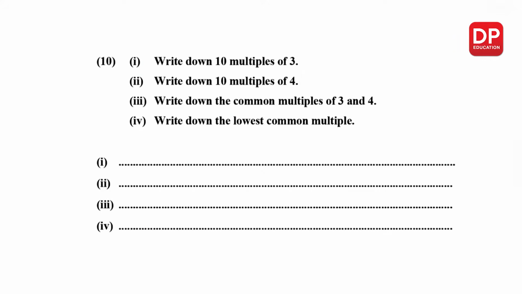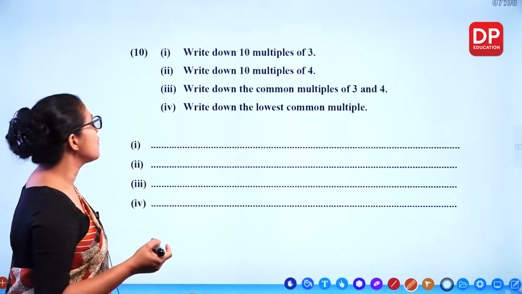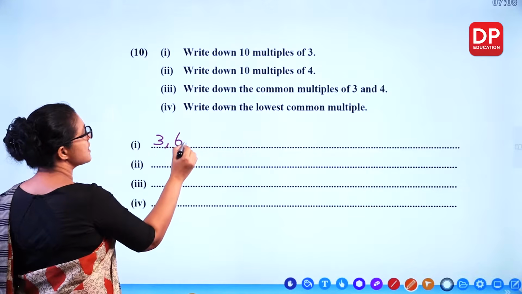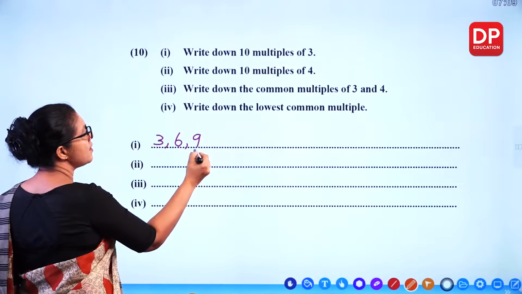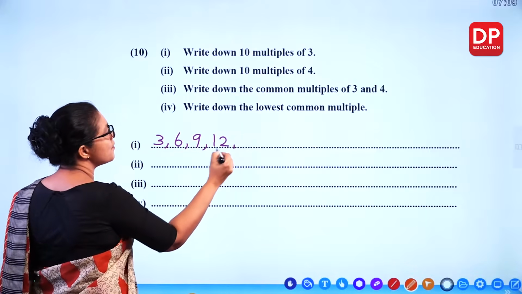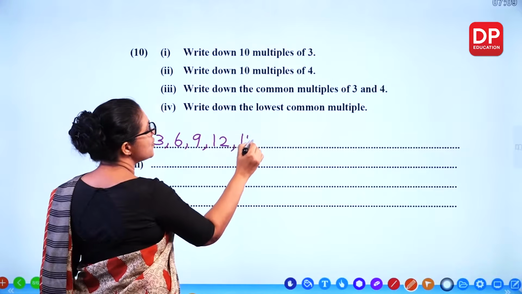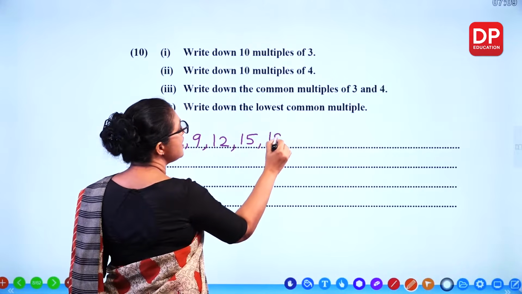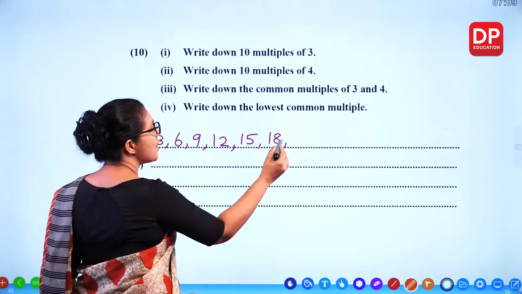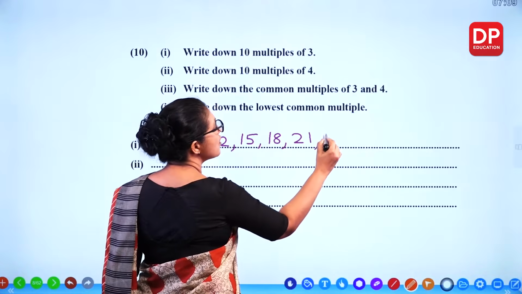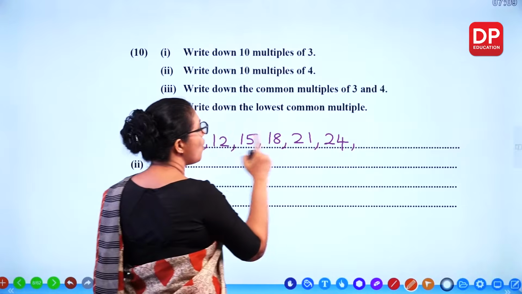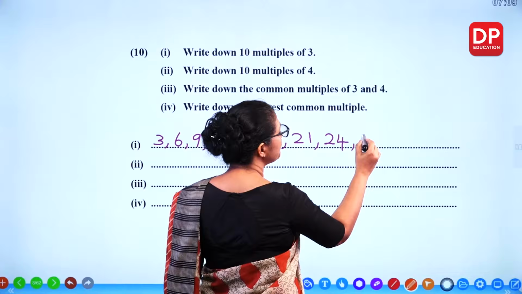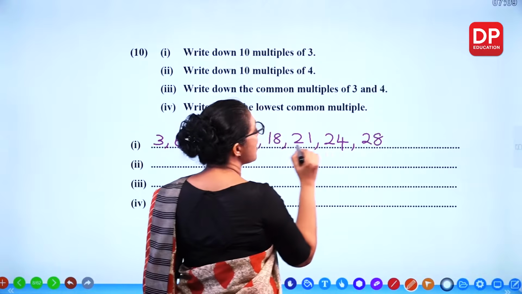Write down 10 multiples of 3. So starting from 3 times 1, 3. 3 times 2, 6. 3 times 3, 9. 3 times 4, 12. 3 times 5, 15. So 3 times 6, 18, 3 times 7, 21, 24. So how many do we need? Another 3. 24, 3 times.